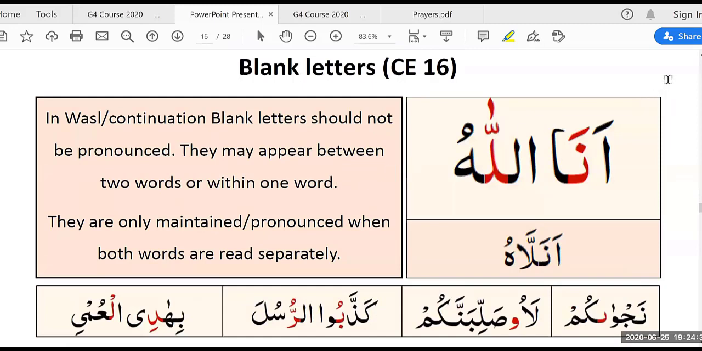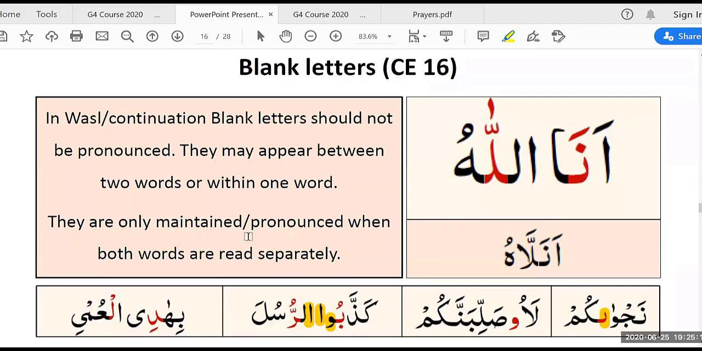Okay. So after that, in the second part of the course, we covered blank letters. The rule for blank letters is that in wasl, which means continuation, blank letters should not be pronounced. They may appear between 2 words or within 1 word. It is important to see that blank letters can appear within 1 word. In this first example, this is 1 word and we have a blank letter here, or they can appear between 2 words. Here we have quite a lot of blank letters between 2 words.